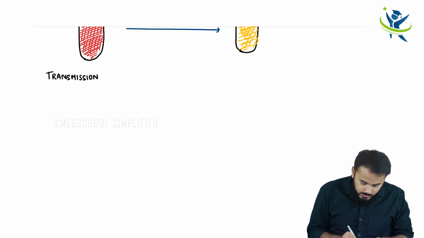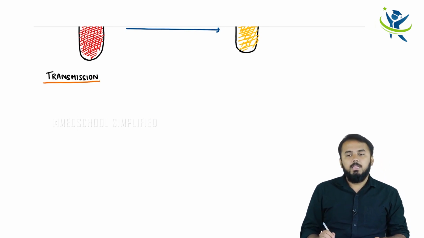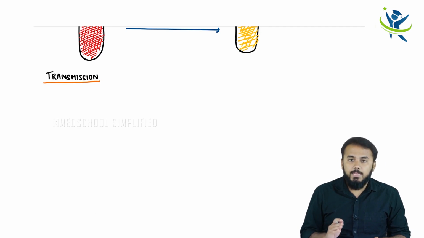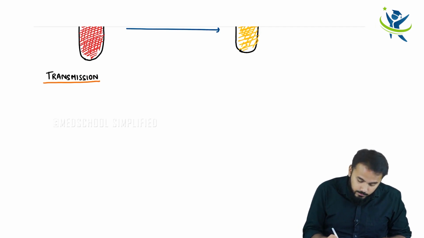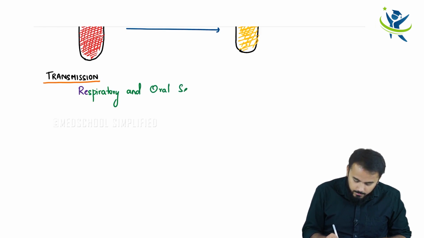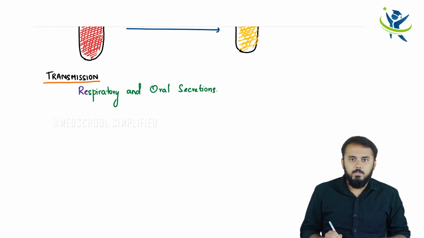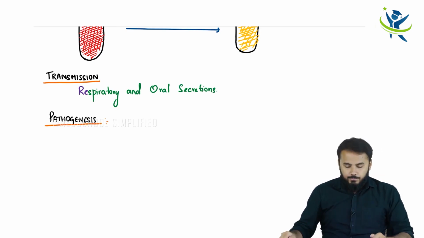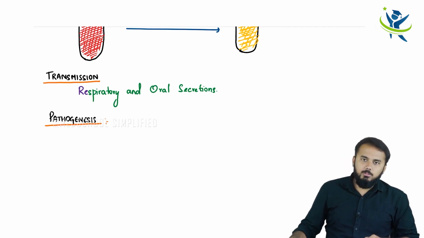What is this transmission route? How am I going to get infected? By respiratory and oral secretions. By what secretions? By respiratory and oral secretions. Clear? Fine. Right guys, so we are discussing the pathogenesis now.